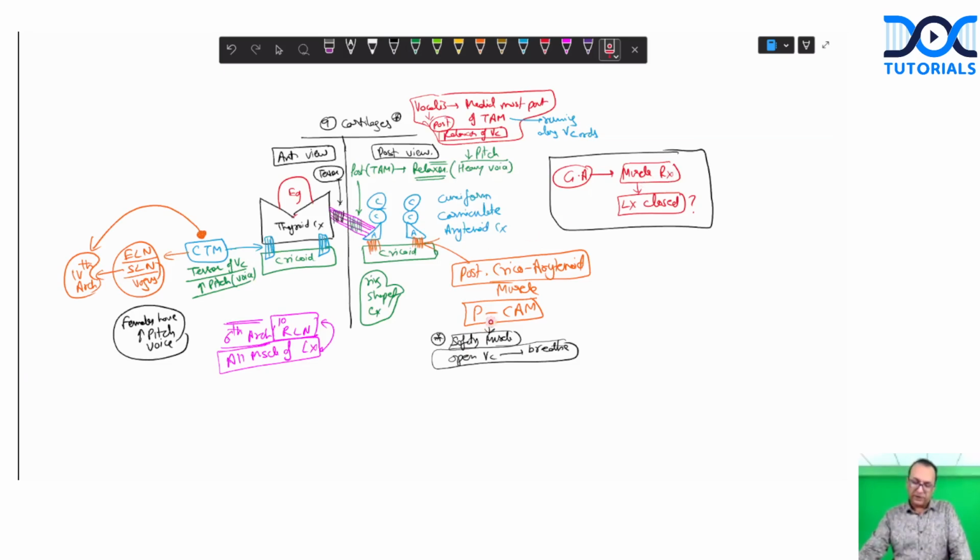Even PCAM will relax. Safety is gone. It is the muscle which was keeping the safety. It was opening the vocal cord to breathe. Now, how does the patient breathe? Actually, the patient breathes from the trachea, because you have done endotracheal intubation. These patients do not breathe from the larynx, they breathe from the trachea.